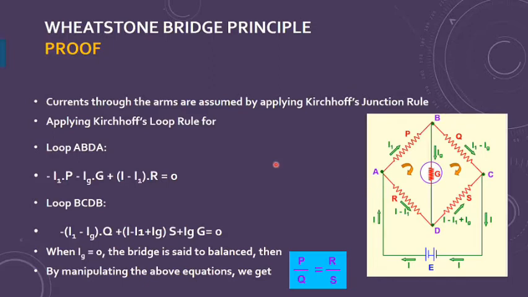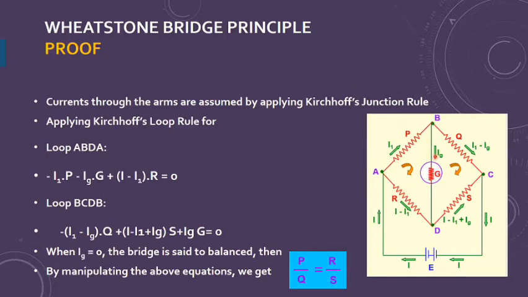Now, if you are applying the loop rule, then I am having two loops with me. One is A, B, D, A. Here, if I am writing the equation, this is minus I1P, of course with a negative sign, because I am moving in the clockwise direction. And here, this is again minus IG into G, where G is the value of the resistance. And here it will be plus (I minus I1) into R, that is equal to 0 for this loop.